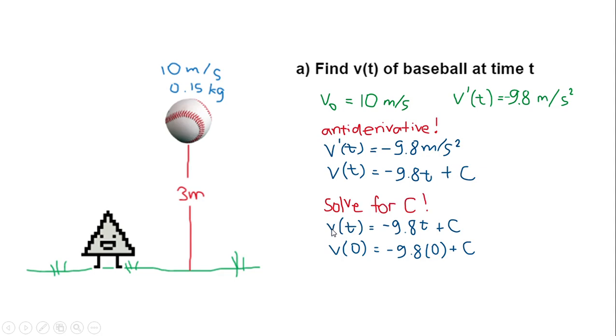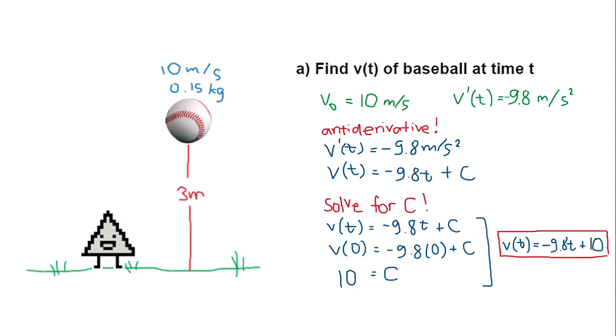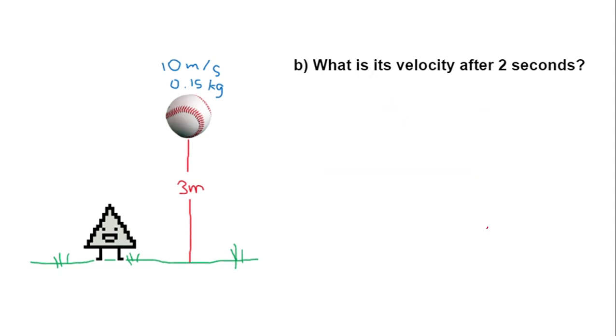So next we must solve for c. We know that v of t equals minus 9.8t plus c, and we also know the initial velocity, which is when t equals 0. So we substitute t for 0 here, which equals minus 9.8 times 0, which is 0, plus c. And we know that v when t equals 0 is 10, so we get 10 equals c. Now we put it all together in one equation, and we get v of t equals minus 9.8t plus 10.